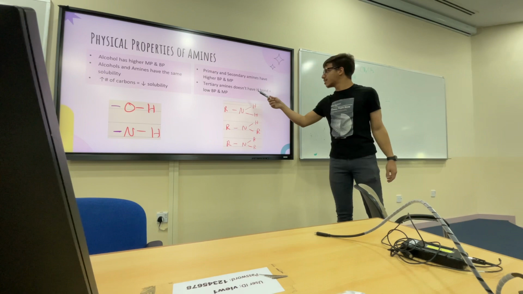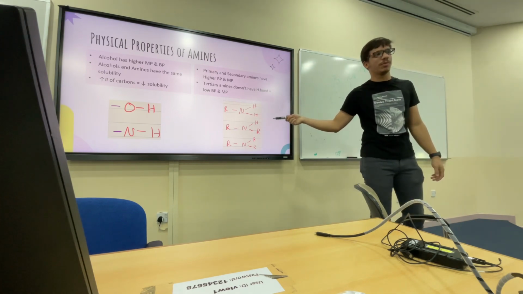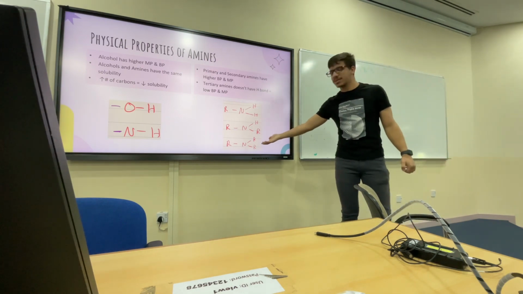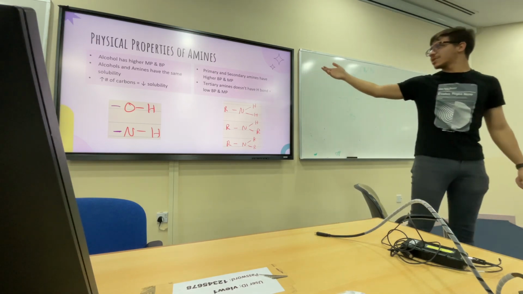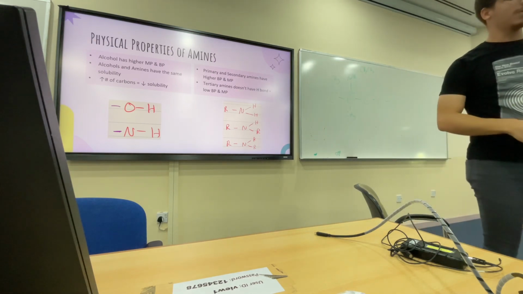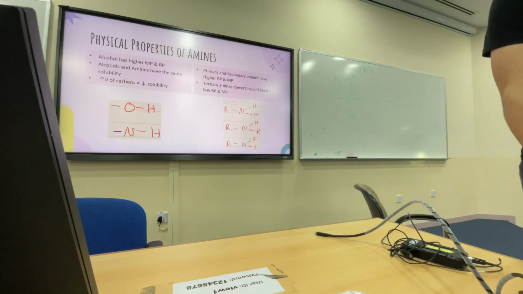Tertiary amine has low boiling point and low melting point because it lacks a hydrogen. Primary and secondary amines usually have higher boiling and melting points.